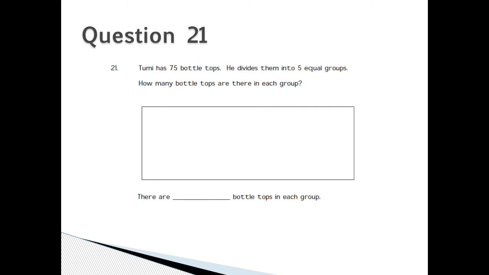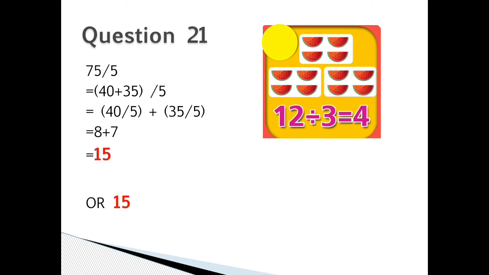21. Tumi has 75 bottle tops. He divides them into 5 equal groups. How many bottle tops are there in each group? There are how many bottle tops in each group? Question 21. 75 divided by 5, which is equal to 40 plus 35 divided by 5. 40 divided by 5 plus 30 divided by 5 will give us 8 plus 7. And 8 plus 7 gives us 15.